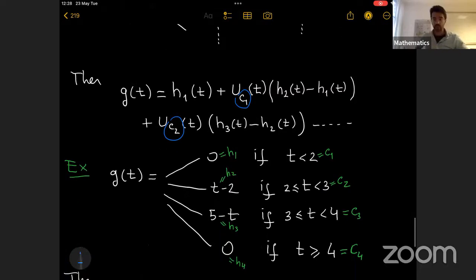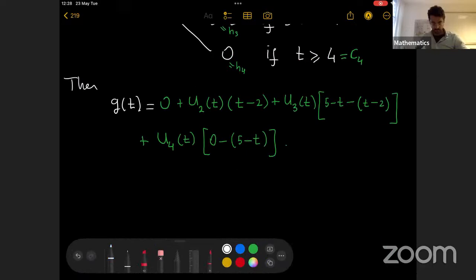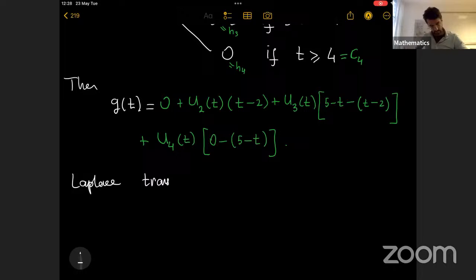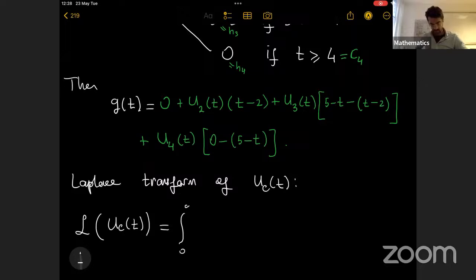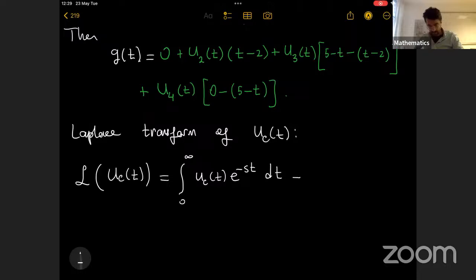So let's find the Laplace transform of u_c(t). It's basically the integral from 0 to infinity of u_c(t) e^(-st) dt. But remember, u_c(t) up to c is zero, and then it becomes one. So you can write this as the integral from c to infinity of e^(-st) dt, right? Because u_c(t) is zero up to c, and after c it is one, so the integral becomes this.